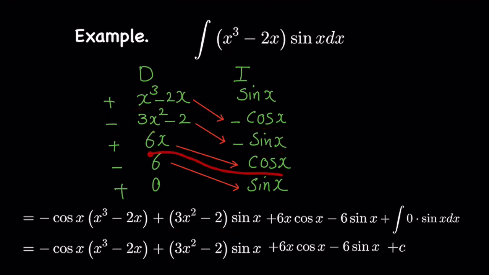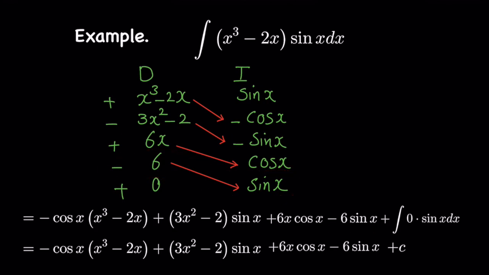Then you multiply these diagonal terms. So you have plus 6x cosine x. Then I multiply these diagonal terms. That will give me minus 6 sine x.